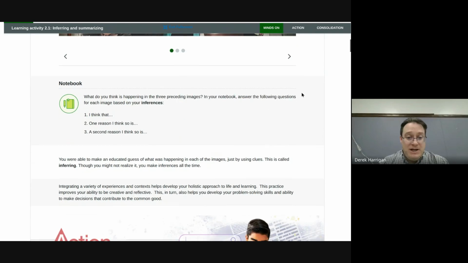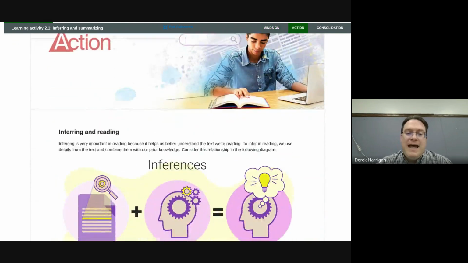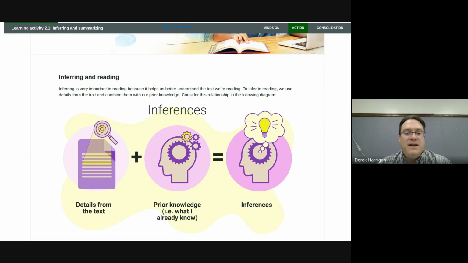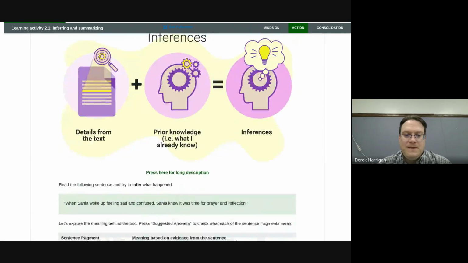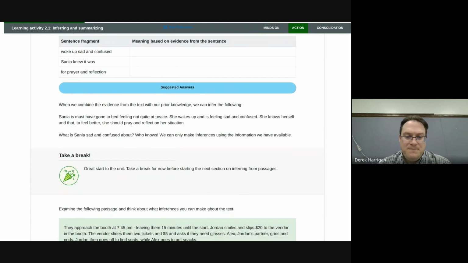You'll have a little explanation here about what inferences mean and some definitions. So definitely remember what an inference is, because this is something that we're going to talk about for, not just once, not just twice, but many times throughout this semester. So this idea of inferring or making inferences is going to be important. In the action, they're going to talk again more about inferring when you're reading. And you can take a look at some examples and suggested answers.